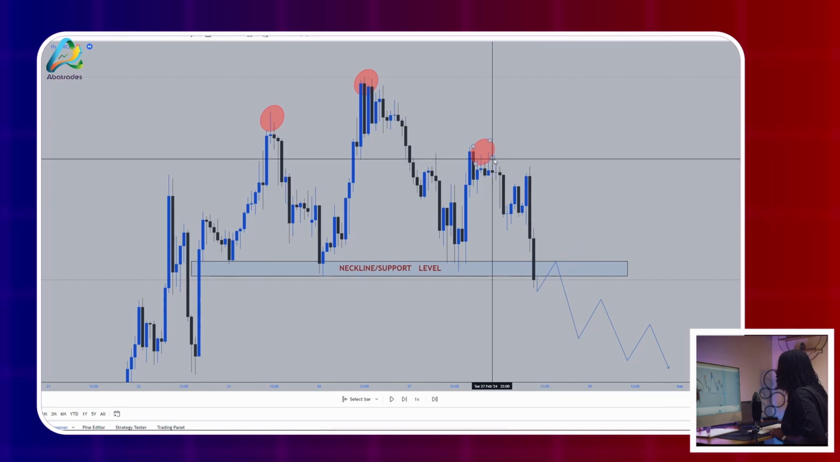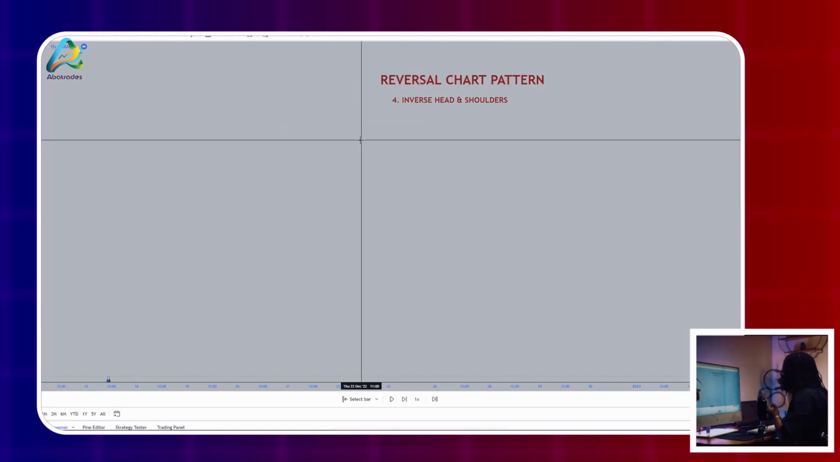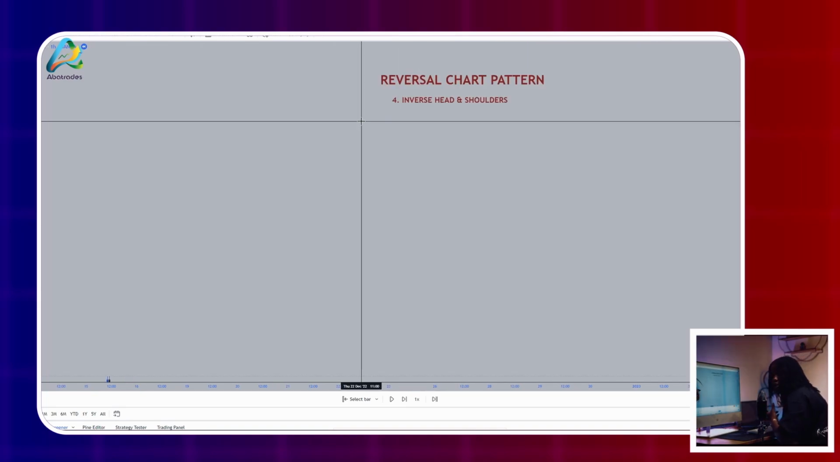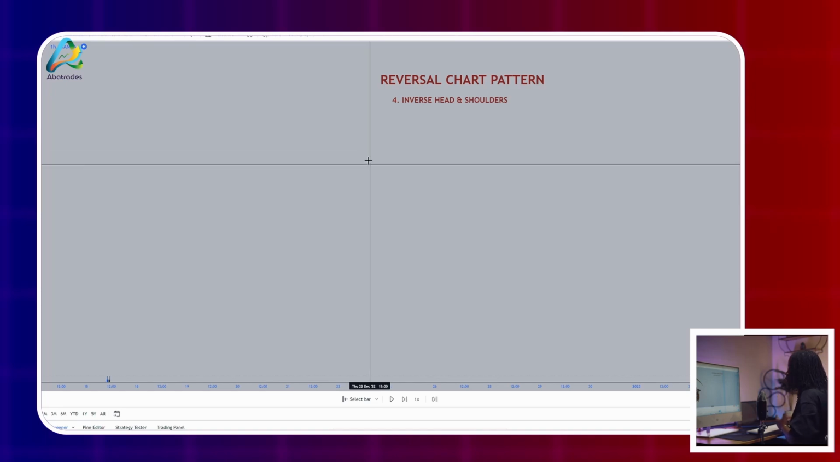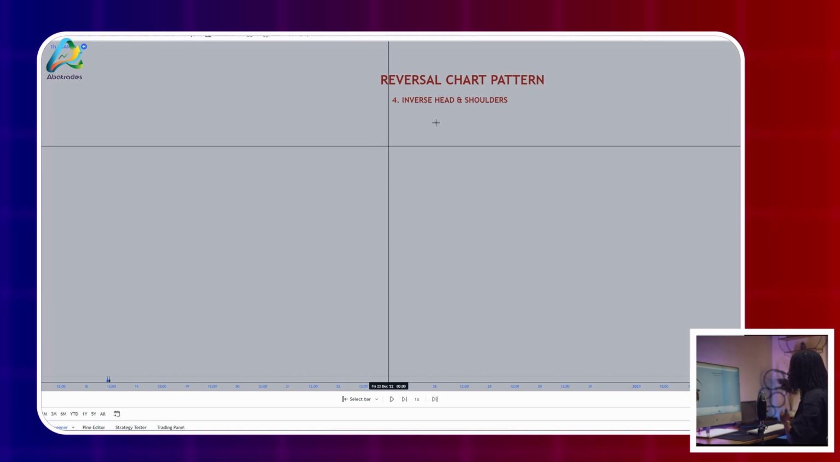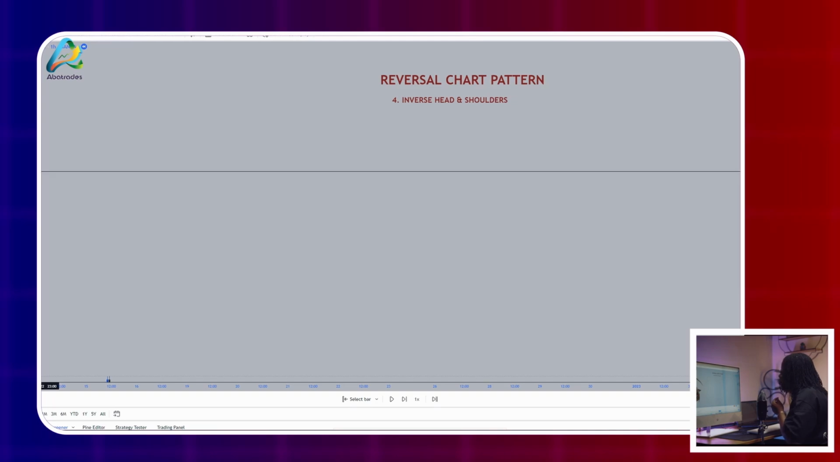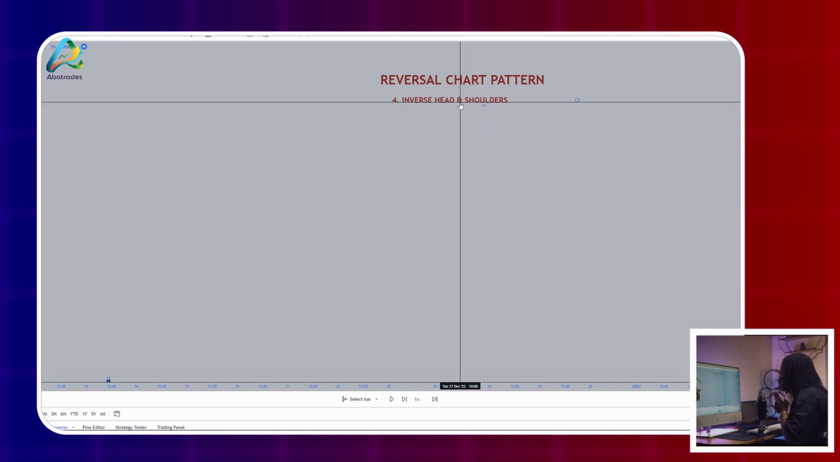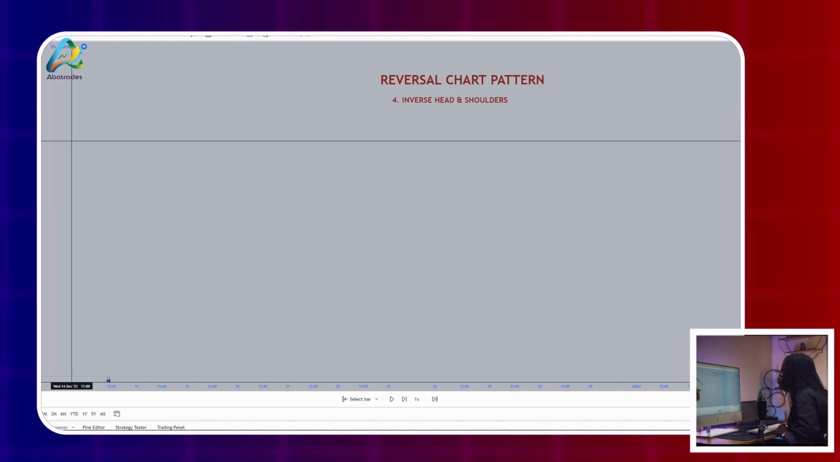All right, now let's move on to the next reversal pattern. So the next reversal chart pattern we're talking about is the inverse head and shoulder chart pattern. So just like the head and shoulders where we had the head, the right shoulder, and the left shoulder, this inverse head and shoulder is just the opposite of the head and shoulder that we did. We have the same thing for this inverse head and shoulder, just that this is turned upside down. So let me show you how that looks.